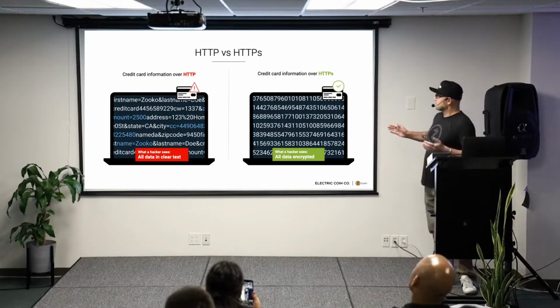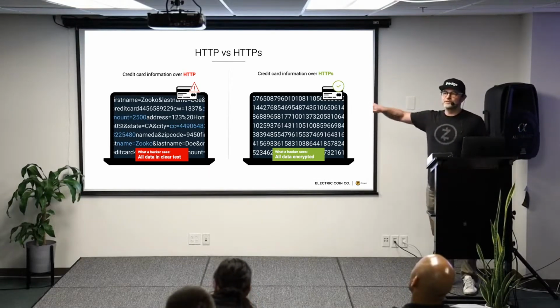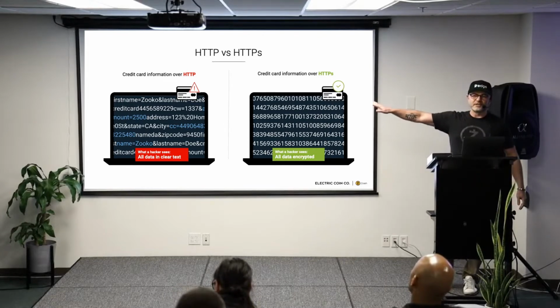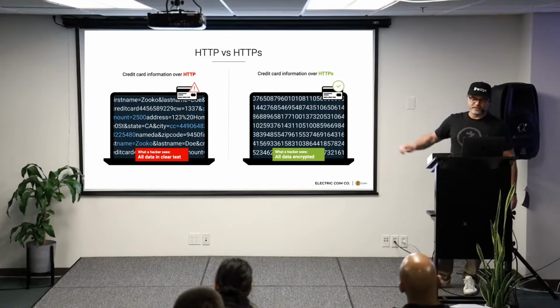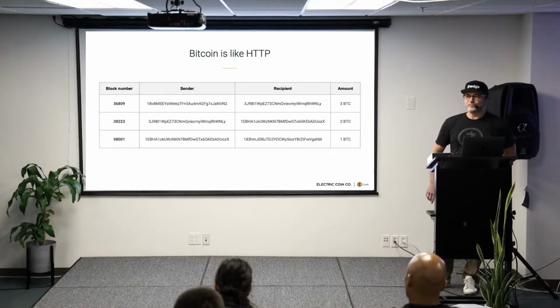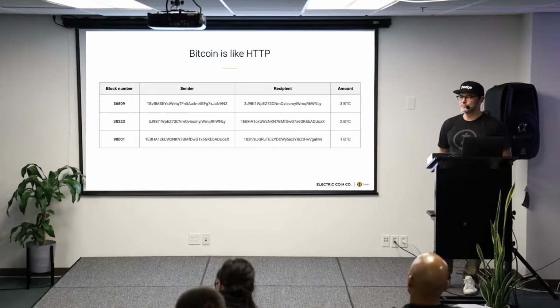So this is what it looks like. HTTP, everything's visible. You put your credit card information in there, somebody's going to steal it. Encryption, nobody can see that stuff, nobody can steal it. So Bitcoin is a lot like HTTP.